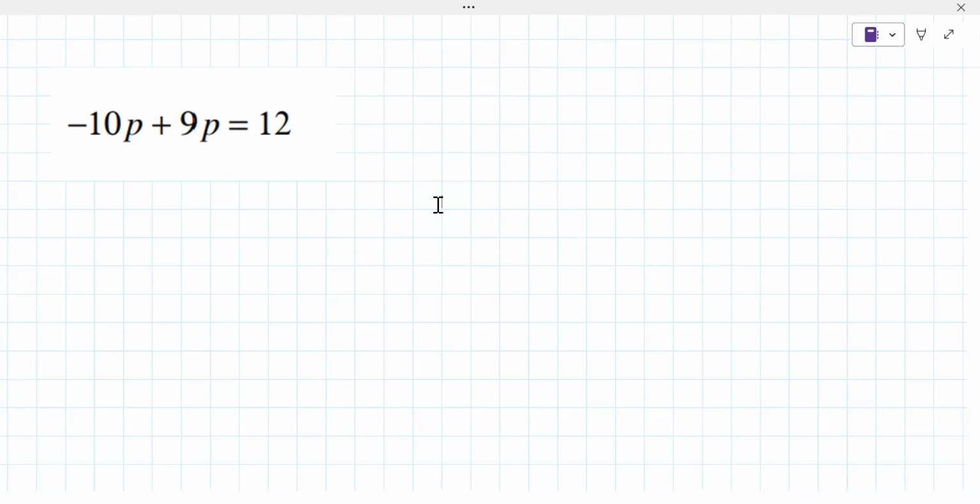So when you combine, it would be like -1p, right? Yes. Okay, I just had to remember how to do the negative stuff, and then equals 12. And then let's see, divide both by -1, right?